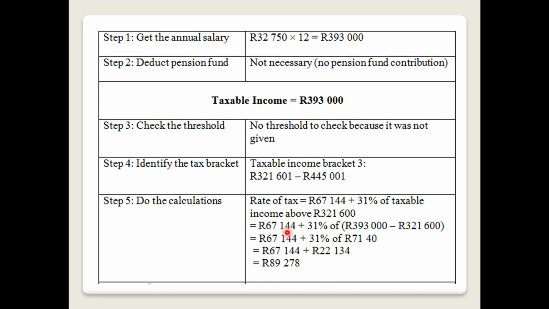So 67,144 plus 31%, and remember, that is of his taxable income. And then we minus the lowest part of the bracket, 321,600. That part in the brackets gives us 71,400 Rand. So then we get 31% of that, and then we add that. And then this is 89,278 Rand. This is the tax that Peter needs to pay.